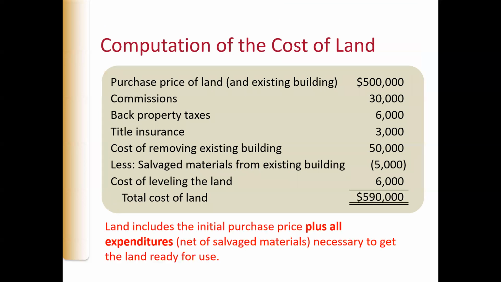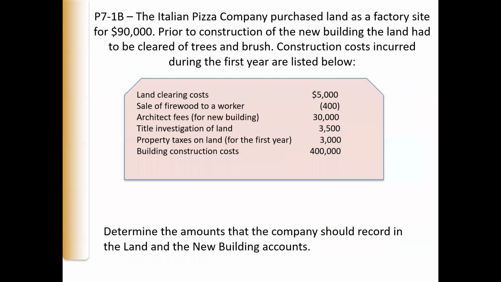So as you see here, the purchase price of the land, along with commissions and back property taxes, removing an existing building, title insurance. Of course, we would subtract any monies we receive from those salvage materials on the building, cost of leveling the land. All of this gets included in the purchase price of the land.